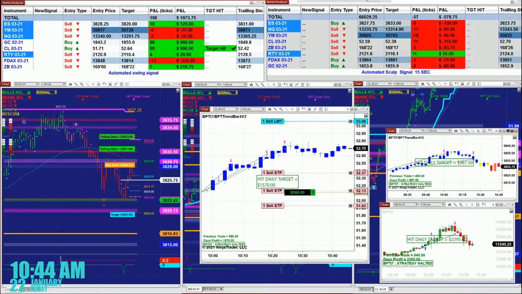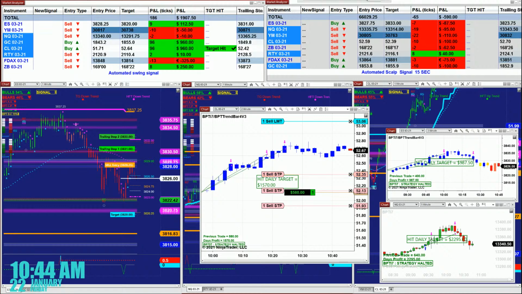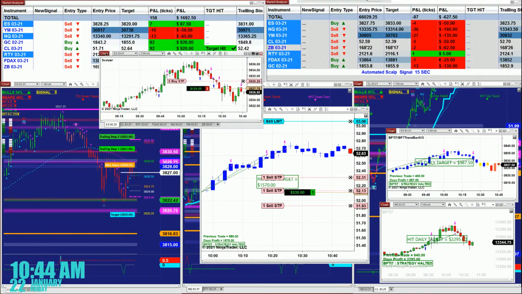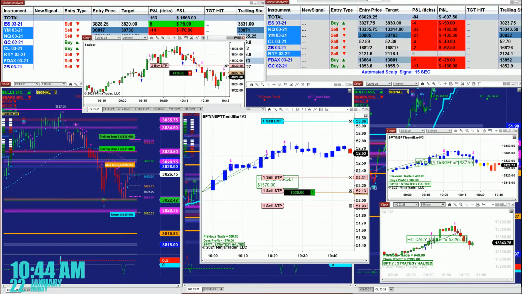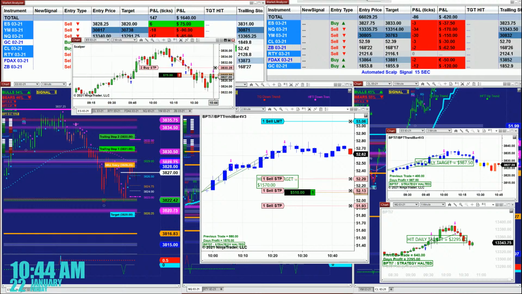Let me see if I have an ES open on the scalper, the new scalper. Actually, I do. This is the latest scalper we released to our traders. And he is in the right direction. But look at this. This is a scalper auto trade.